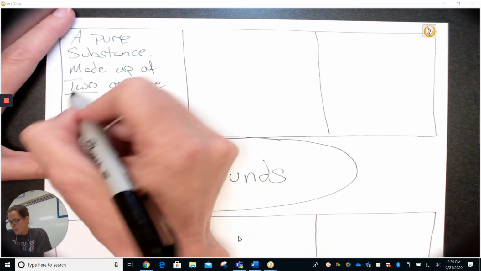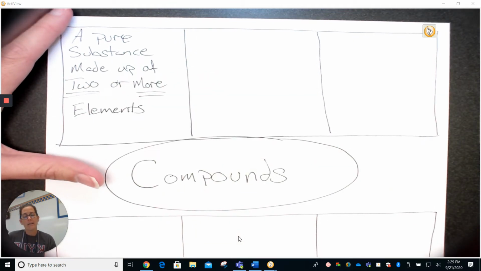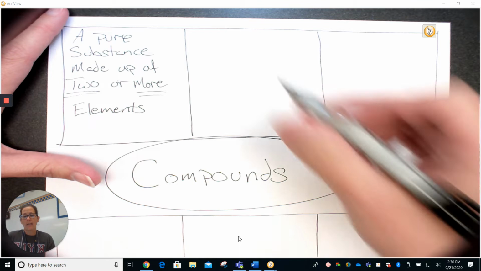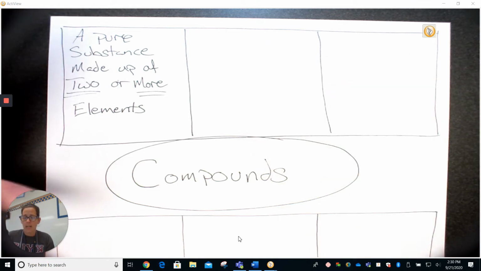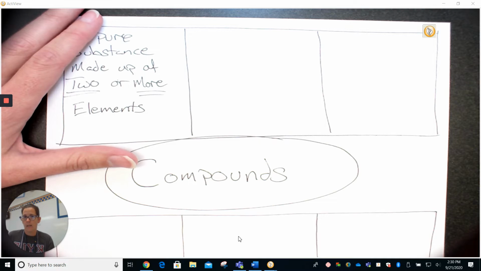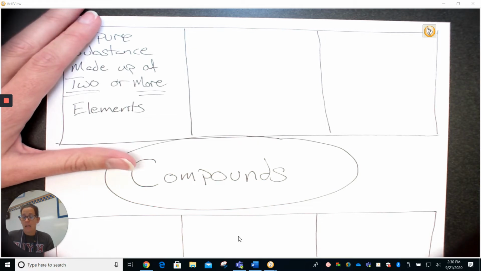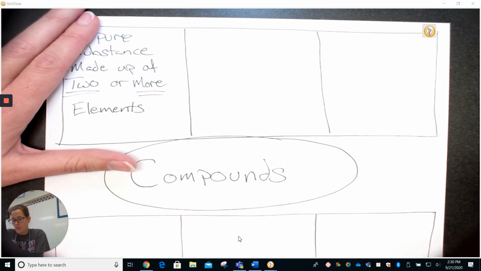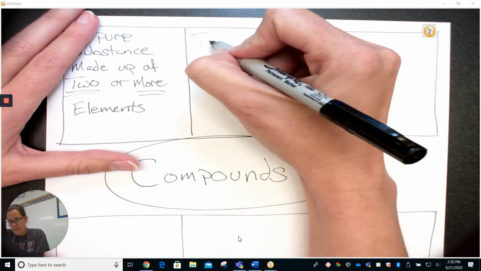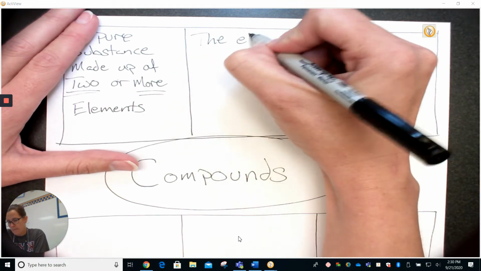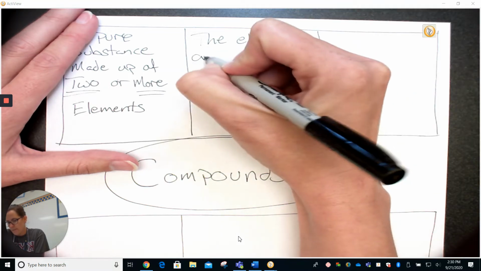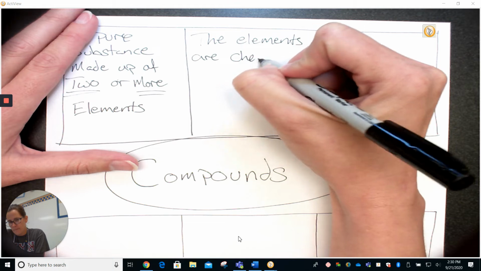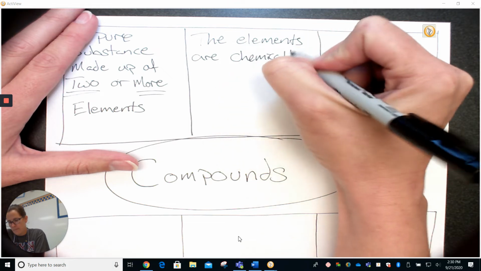Good. Okay, so the next box, we're going to put that the elements are chemically combined. So you won't really know the differences yet, but whenever you get up into higher parts of science, they'll talk more about the different ways that these compounds can be combined. So we're going to say the elements are chemically combined.